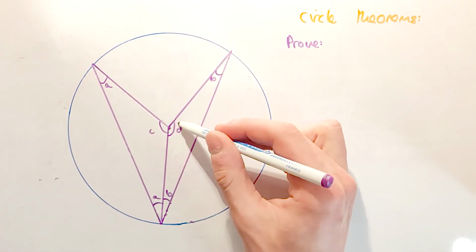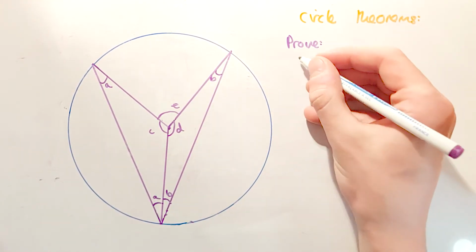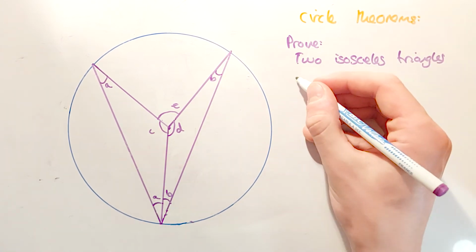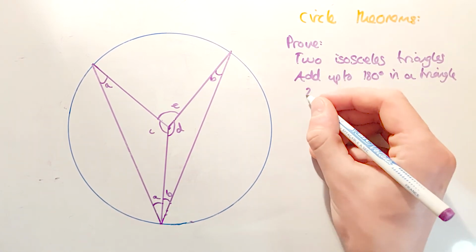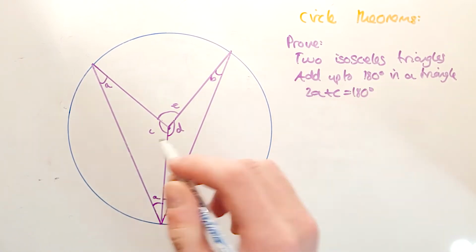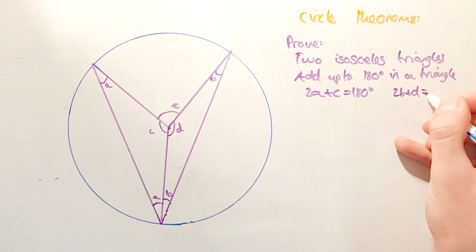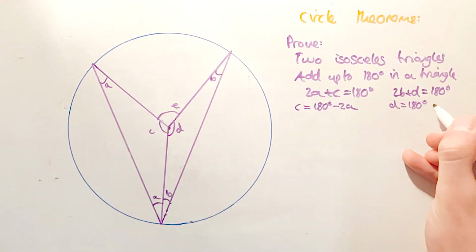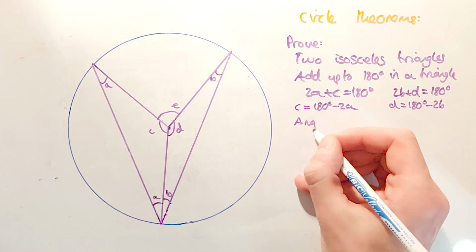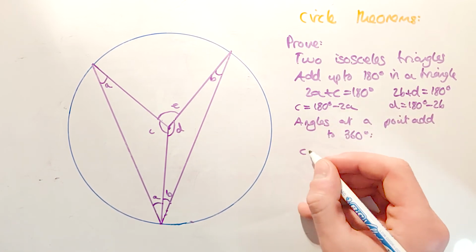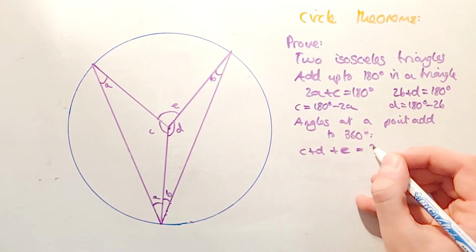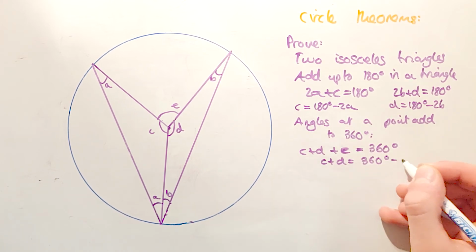Let's prove this by looking at the 2 isosceles triangles formed here. We know they're isosceles because 2 of their sides are radii. Let's write down 2 equations because the angles in the triangle add up to 180 degrees. Now let's rearrange these. We want to sum up the angles around the point at the centre of the circle as they add to 360 degrees, so let's do this and then substitute our equations for c and d in.